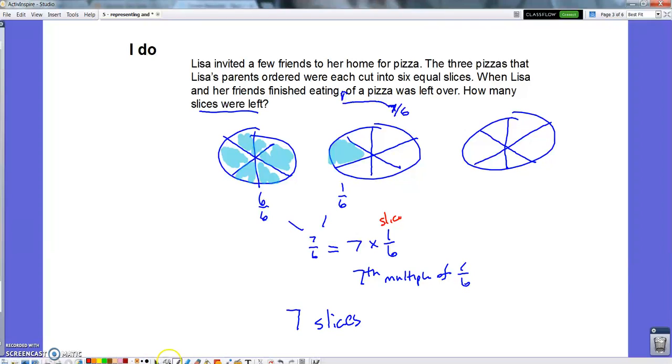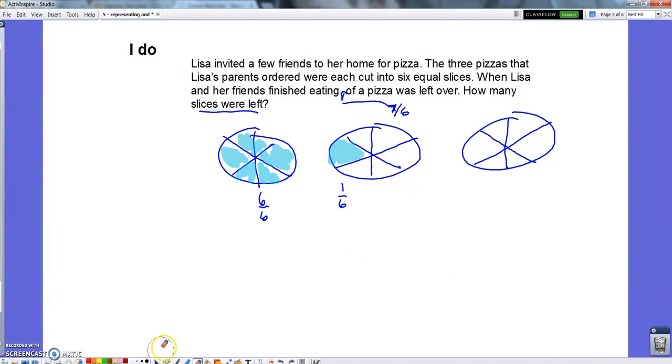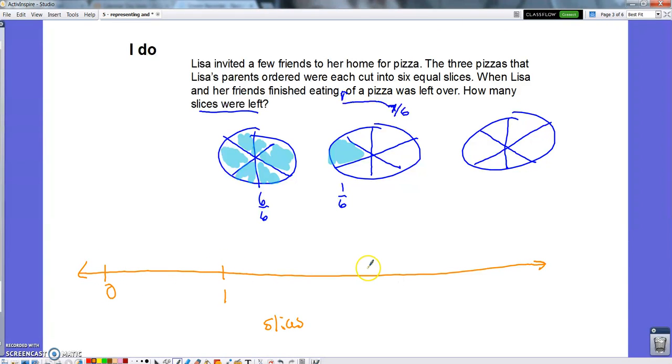So today I'm going to erase the work there, and we can think about doing the same thing with a number line. If I want to think about slices of pizza, she ordered 3 pizzas, so I'd make my number line go all the way out to 3 entire pizzas, like that. And then each one is cut into 6 pieces, so they're cut into sixths. So on my number line, I would have 6 on there.